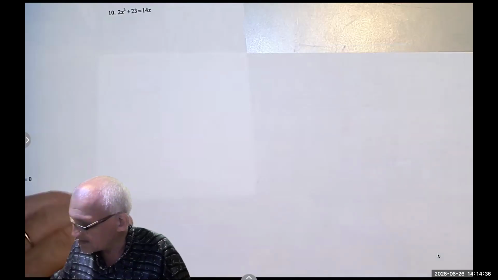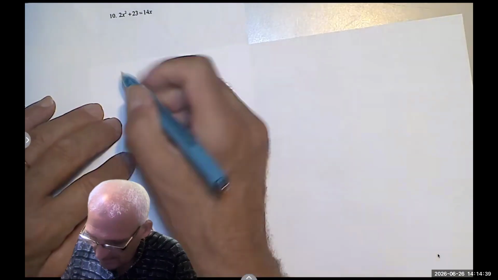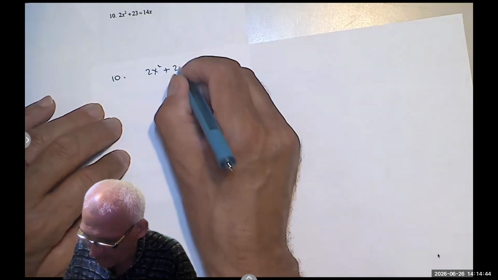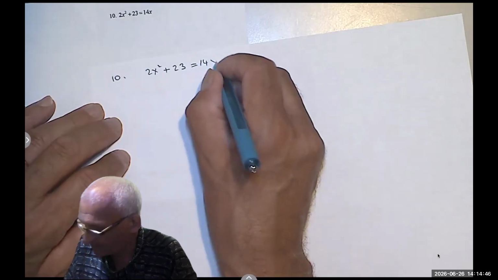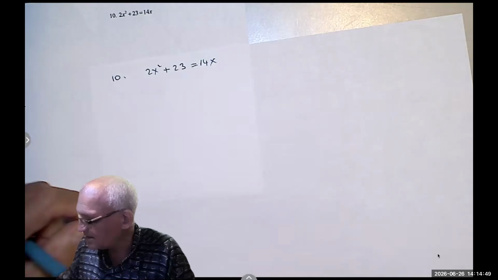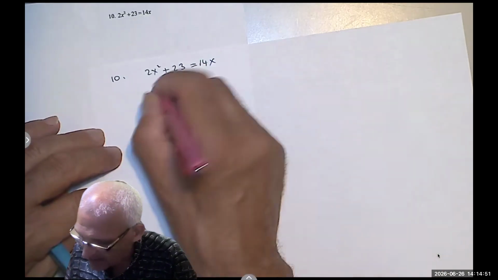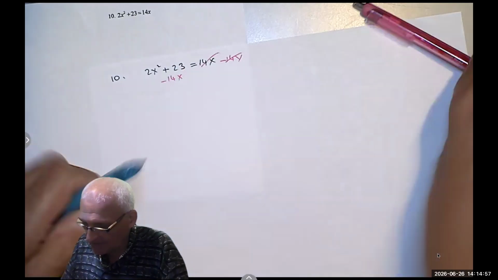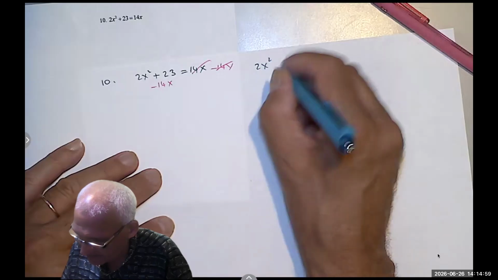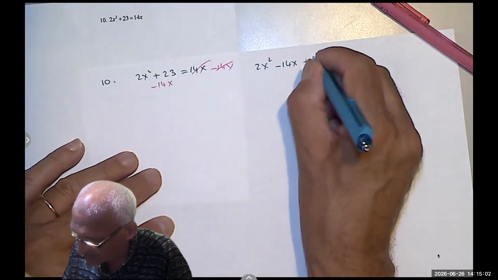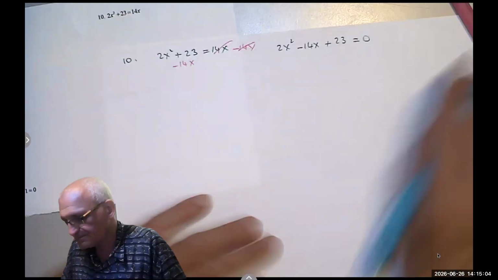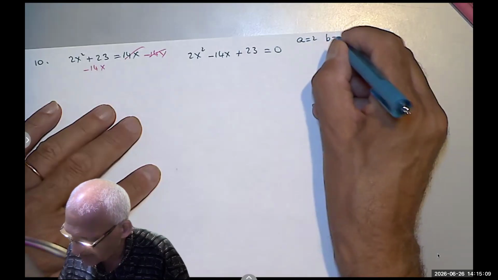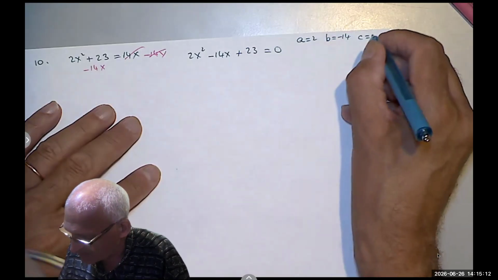Number 10 says 2x squared plus 23 equals 14x. So I start by subtracting 14x from both sides to get 2x squared minus 14x plus 23 equals 0. A is 2, B is negative 14, C is 23.